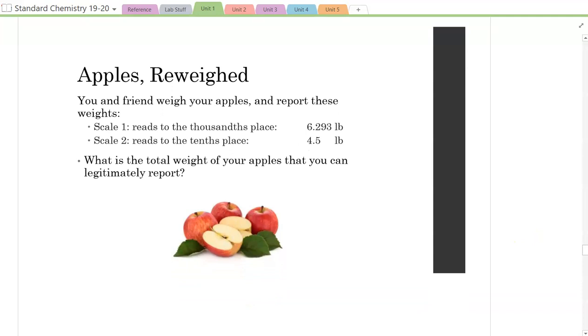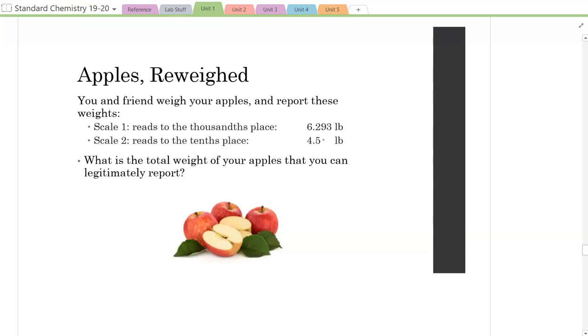So going back to this idea of why we need to care about this. First of all, let's return to our two scales that we had from before. I'm going to weigh a bunch of apples. Your friend weighs a bunch of apples, and different apples anyway. My scale that I have to start with reads to the thousandths place, so it's 6.293. I have my own little sample of apples, and I toss it on there. The other scale, your friend's scale, only reads to the tenths place, so 94.5 there. If I were asked to report the total mass or the total weight of all of these apples, what would you report?